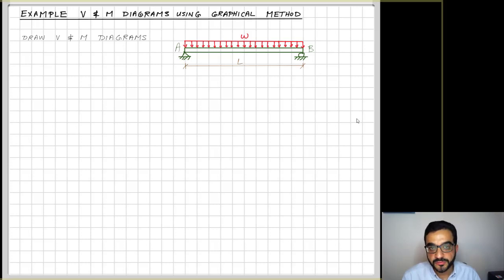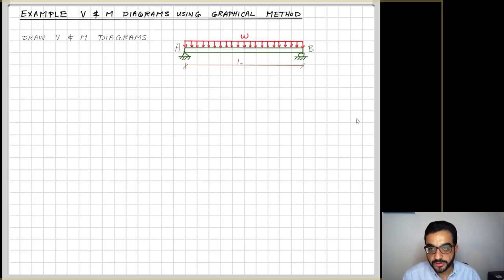It's the second of a series on drawing shear and moment diagrams using the graphical method. There was a video before that where I explained the theory and the proof of the graphical relationships between V and M. So there's the derivative relationship and there's the integration relationship. So let's jump right away into this example.